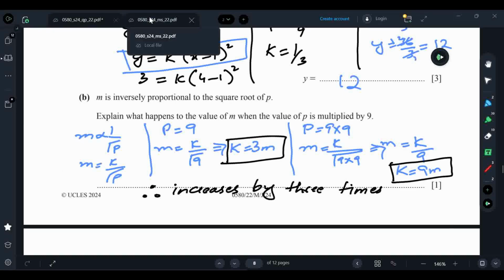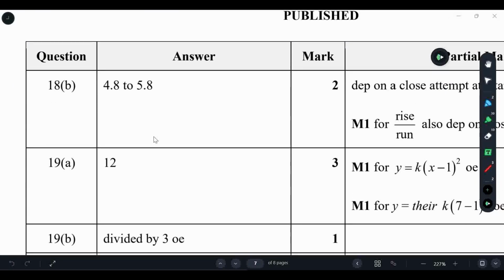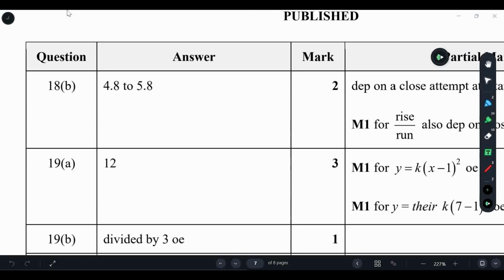Let me check the answer for 19b. Divided by 3 or equivalent, or it is multiplied by 3, or it is increased by 3 times. These are all the same wordings.